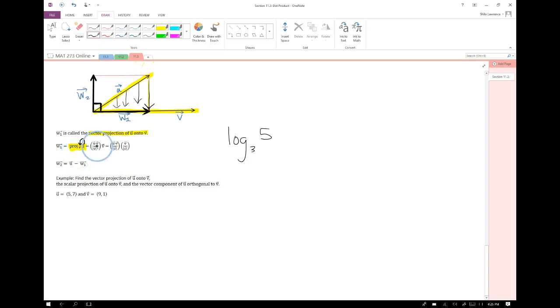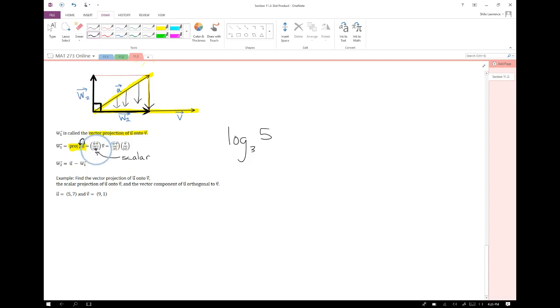The way that we calculate that is we do the dot product between u and v, and then we divide by the magnitude of v squared. This is going to give us the appropriate scalar to scale v so that it will create w sub 1 for us. But going back to something I said just a minute ago, we're using v for its direction, but we are not using it for its magnitude.